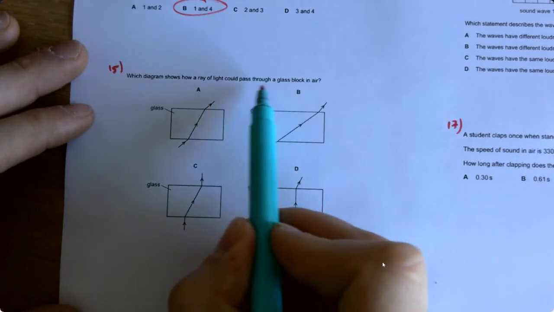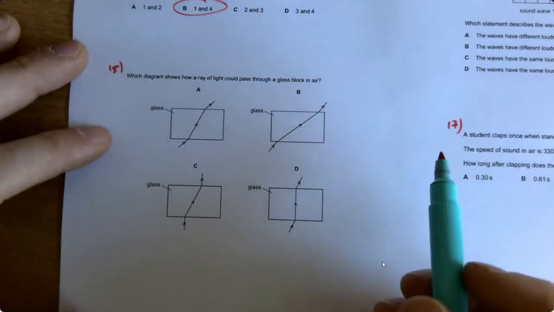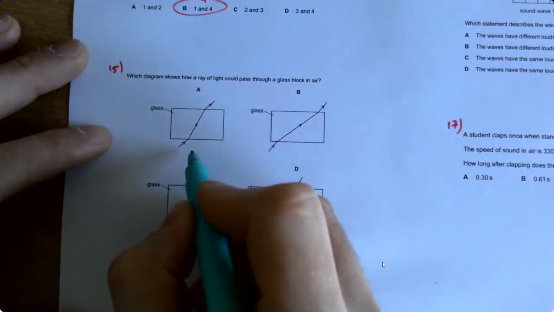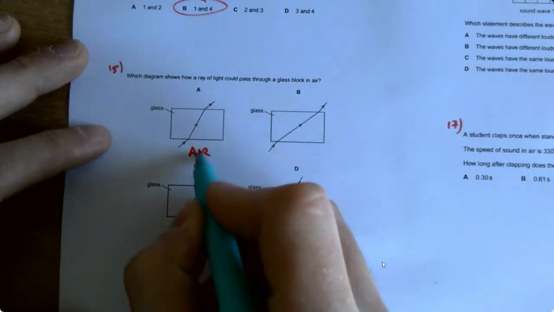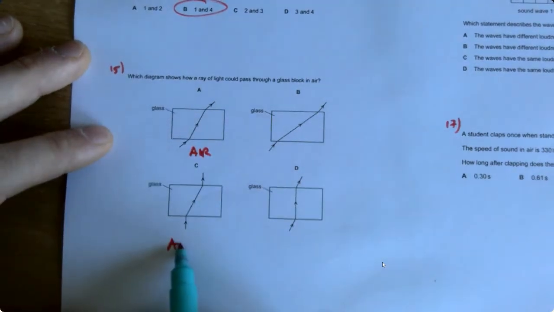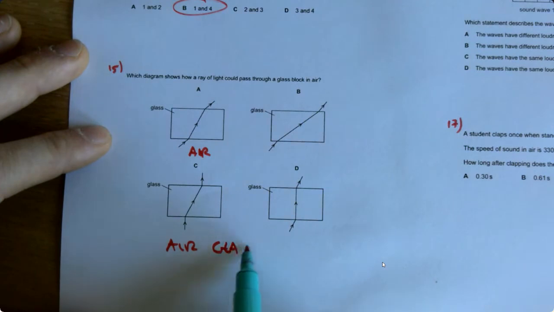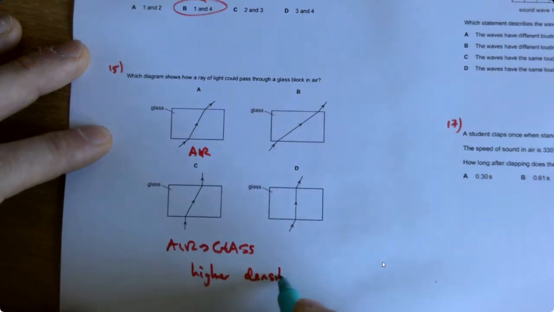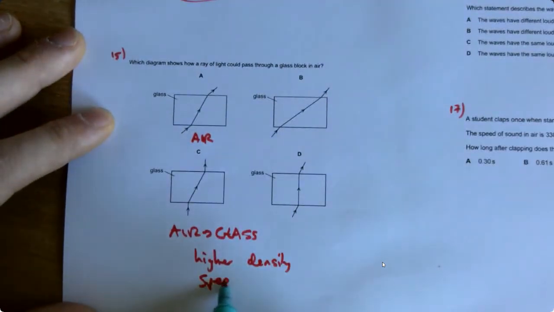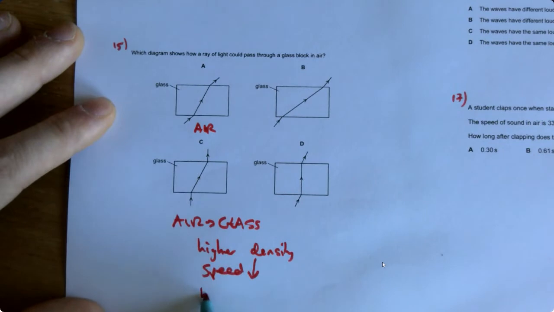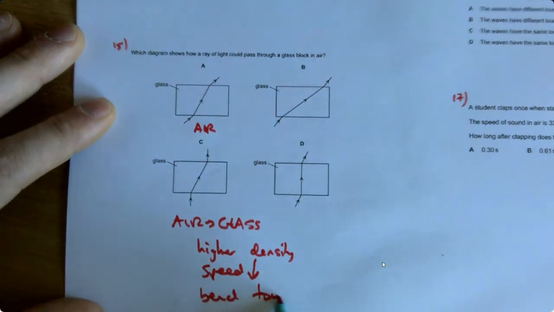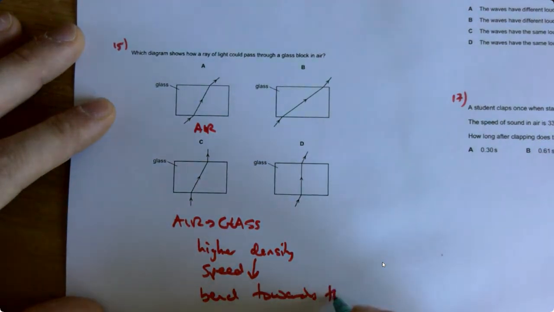How could a ray of light pass through a glass block in air? So this is glass, and outside, importantly, is air. If we go from air to glass, what is happening? We are going into a higher density, so the speed will decrease and it will bend towards the normal.